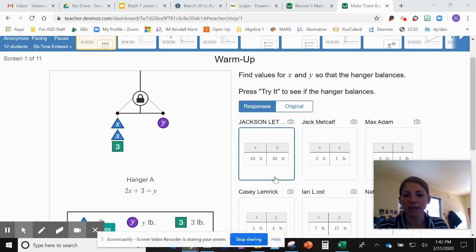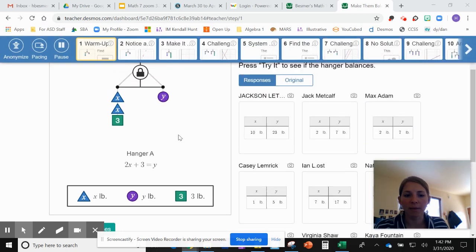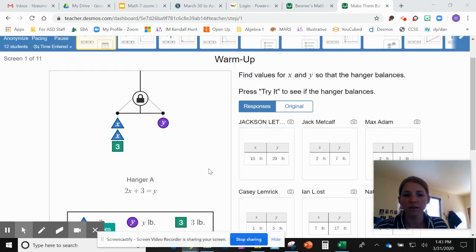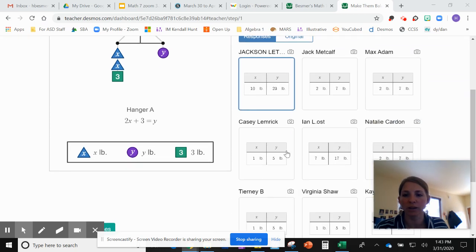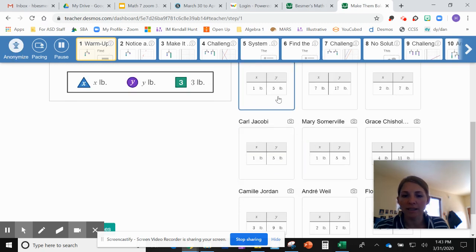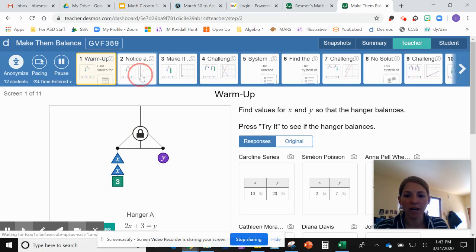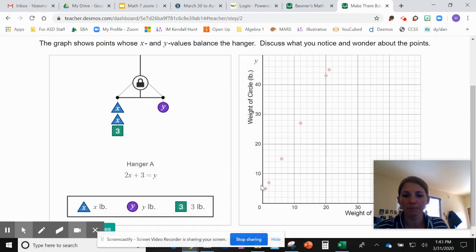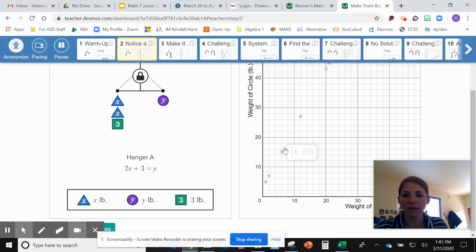And in the first couple of slides, and you guys had a lot of success here, you were noticing that there are lots of different values for X and Y that can make this hanger balance, right? As I look through, and I can actually anonymize you guys, sorry, you can see all the different possible solutions here. So when you went on to the next screen and did some graphing, you could see that all of these were solutions to the system. It's a linear representation, so all of our points follow a line and they all can make that hanger balance.